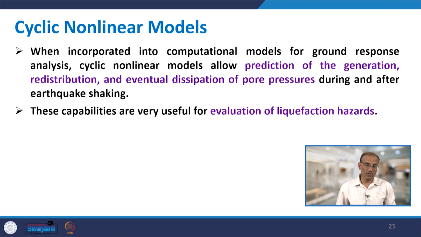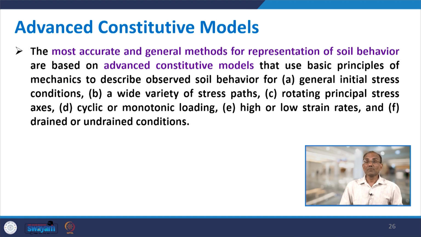So, these cyclic nonlinear models have many advantages over equivalent linear models. However, they are more complicated compared to equivalent linear models, which were easy. But as we discussed, still they are not enough, and advanced constitutive models have been developed beyond the cyclic nonlinear models. The most accurate and general method for representation of soil behavior is based on advanced constitutive models that use basic principles of mechanics to describe observed soil behavior. So, these models are based on the basic principles of mechanics rather than on a few rules, a backbone curve and a few rules. And what are these basic principles on which these models are governed?